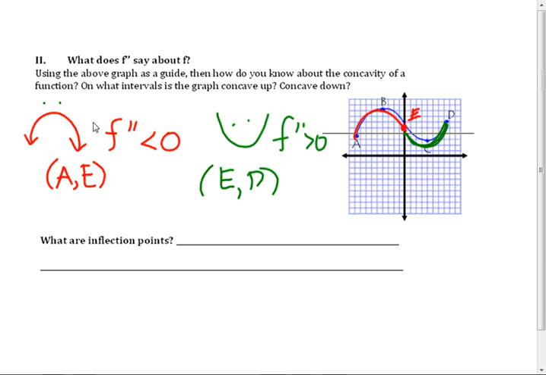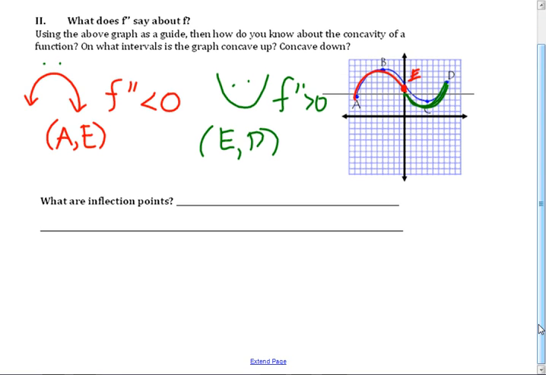What are inflection points? Well, they're points on the graph, so they're points in the domain, where f double prime changes sign.